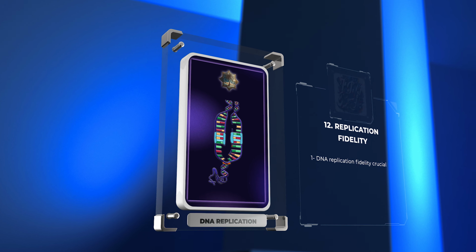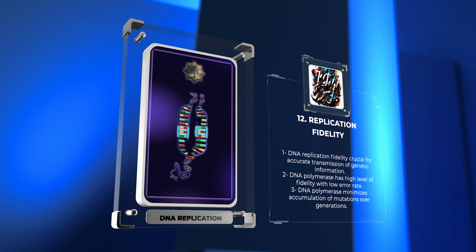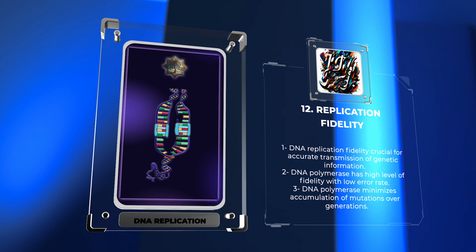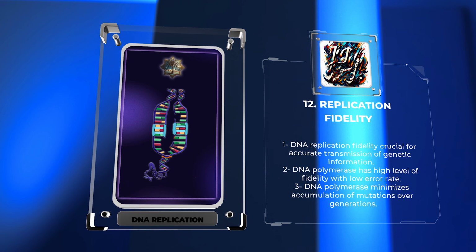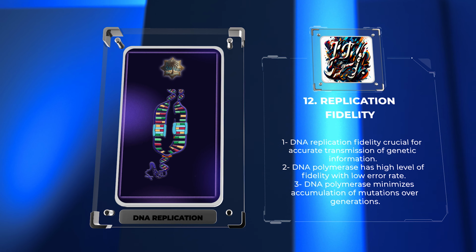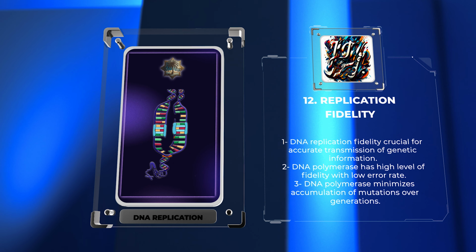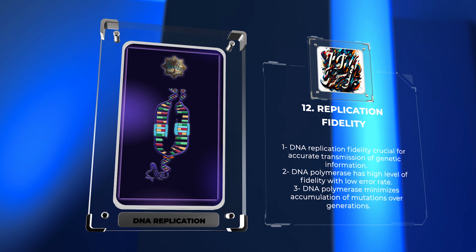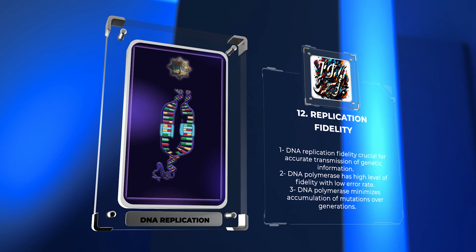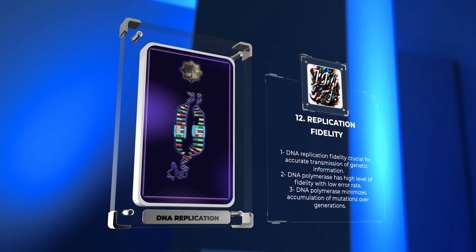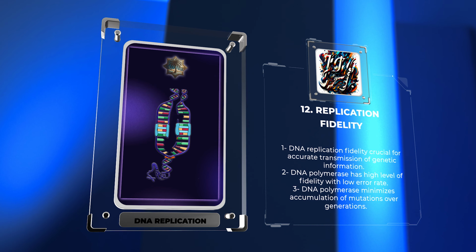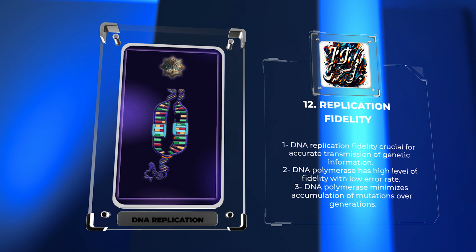Maintaining high replication fidelity is crucial for accurate transmission of genetic information from one generation to another. The fidelity of DNA replication depends on the precision of DNA polymerase in incorporating and proofreading nucleotides. Evolution has fine-tuned DNA polymerase to achieve an extremely high level of fidelity, with an error rate as low as 1 mistake per billion bases replicated. This remarkable accuracy allows organisms to maintain genetic stability and minimize the accumulation of mutations over multiple generations.